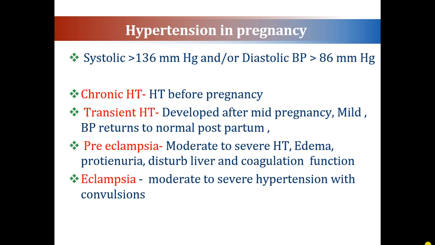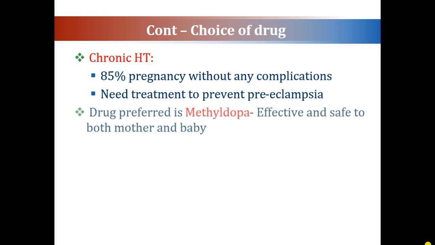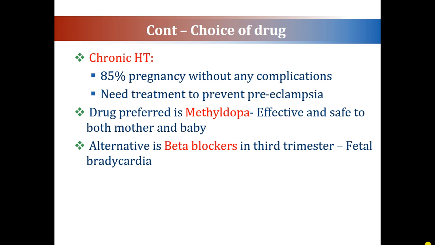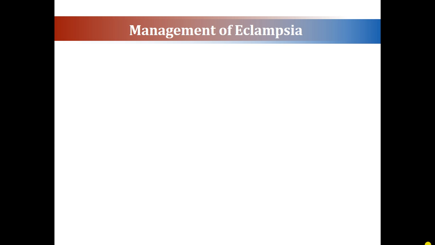Eclampsia, where moderate to severe hypertension is accompanied with convulsion, and it can be life-threatening for both mother and baby. So, drug of choice for chronic hypertension: 85% of pregnancies may continue without any complication and need treatment to prevent preeclampsia only. Drug preferred is methyl-dopa, which is effective and safe to both mother and baby. Alternative is beta blockers in third trimester because they produce some amount of fetal bradycardia. Nifedipine can be used safely in acute episodes.